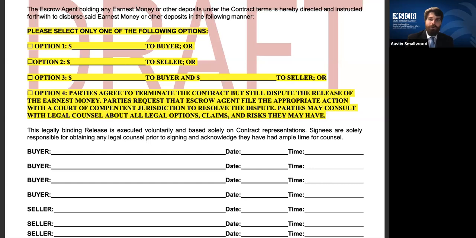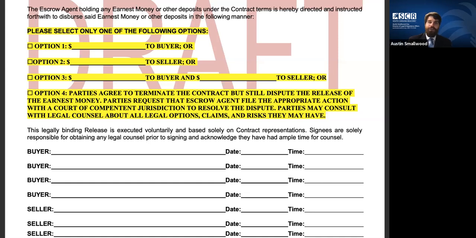Option four is where the real change is in this form. So we would get calls all the time on the hotline. Hey, buyer and seller agree that the sellers are not going to sell the house to the buyer, the buyer's not going to buy the house from the seller. The seller wants to sell to someone else, the buyer wants to buy another house. They agree they're not going to go through this contract, but they still are fighting over the earnest money. So what can we do? We didn't previously have a form that would help them out with that. So now we have option number four.